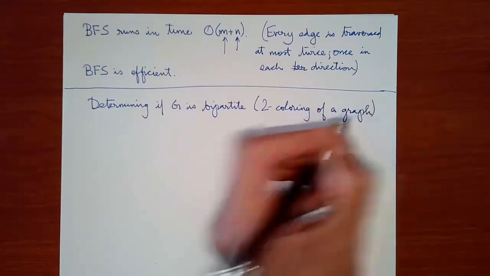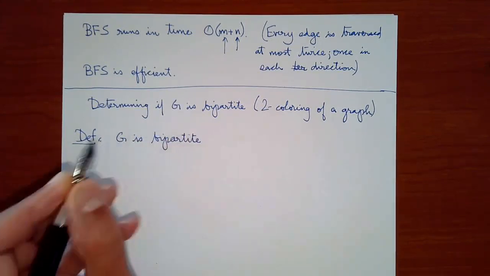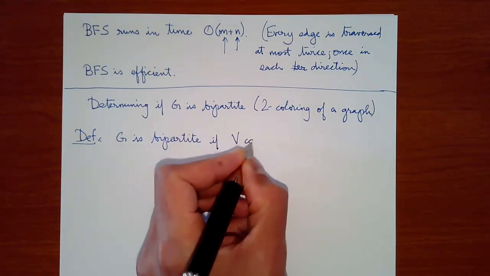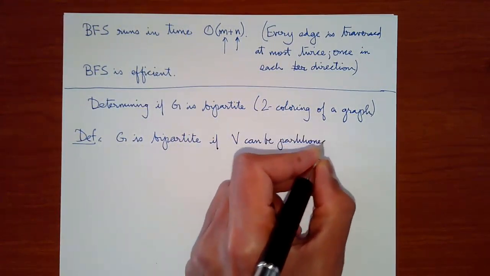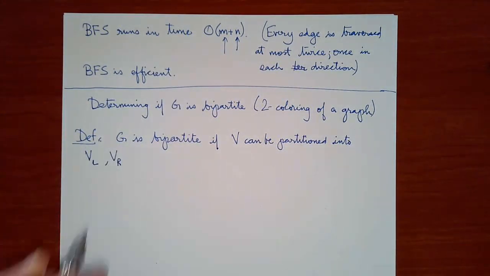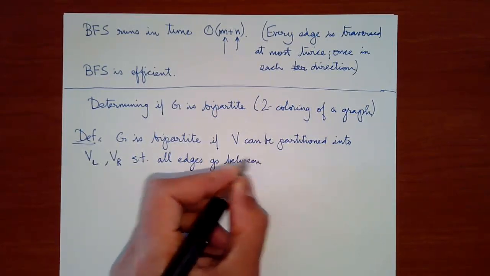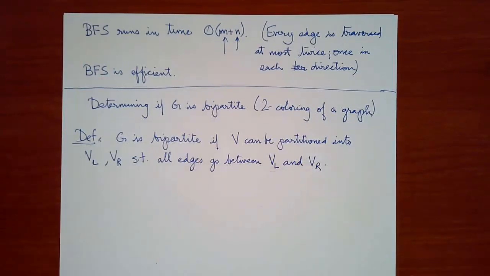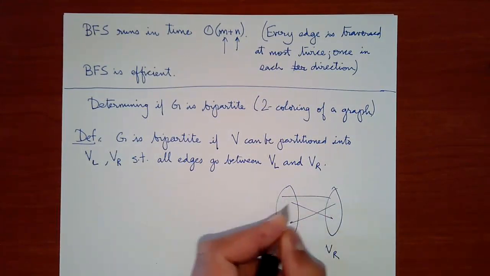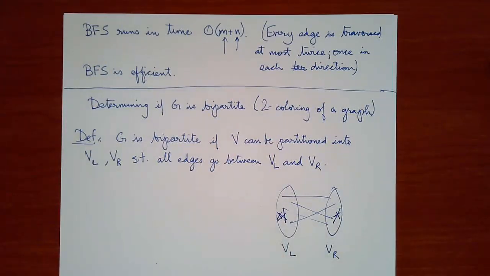Okay, so let me explain this. Let me first give you a definition. G is bipartite if the vertex set can be partitioned into, I'll say, VL and VR, left and right, such that all edges go between VL and VR. Just to draw a picture, this is a bipartite graph. Edges go this way. This is not allowed. No edge of this form, and that's also not allowed. All the edges have to go between VL and VR. Does this definition make sense? That's what it means for a graph to be bipartite.